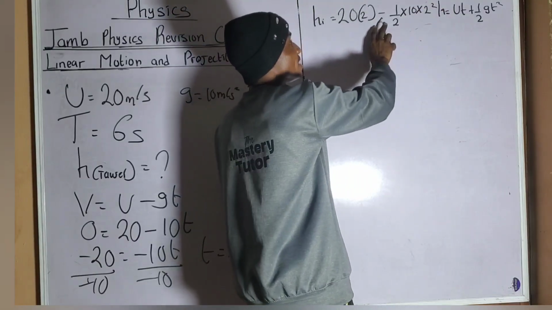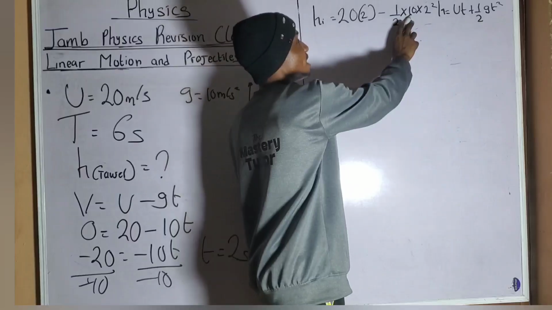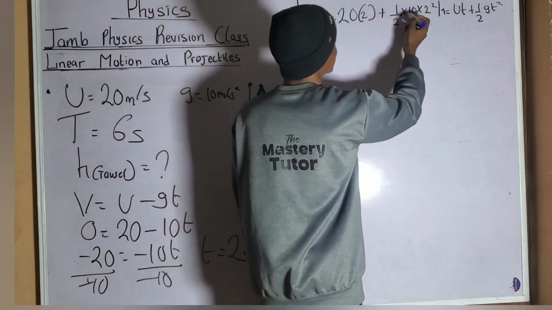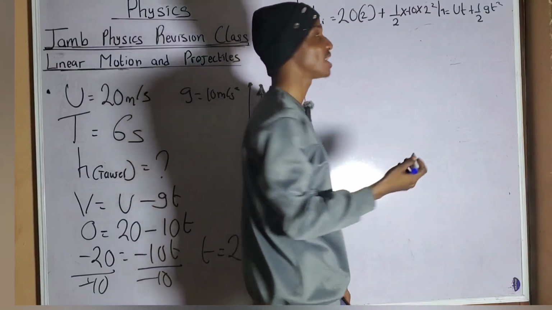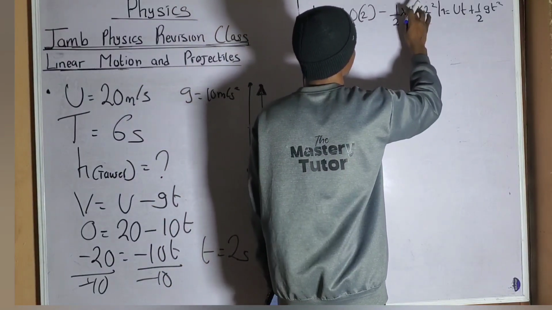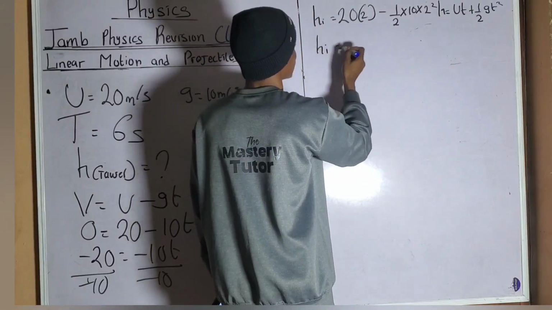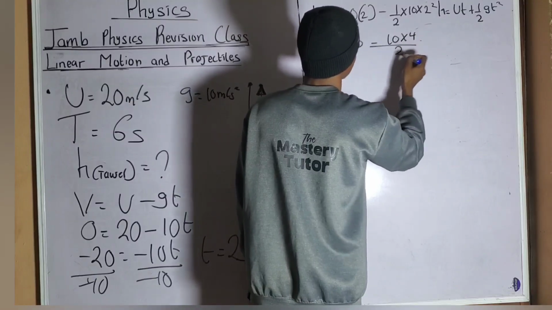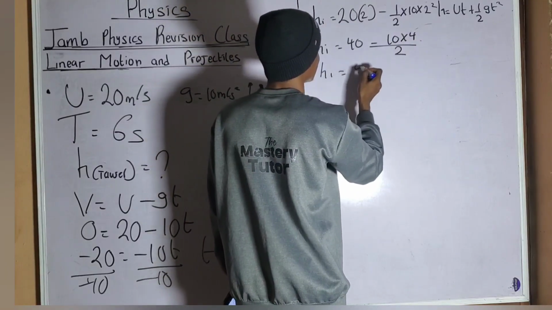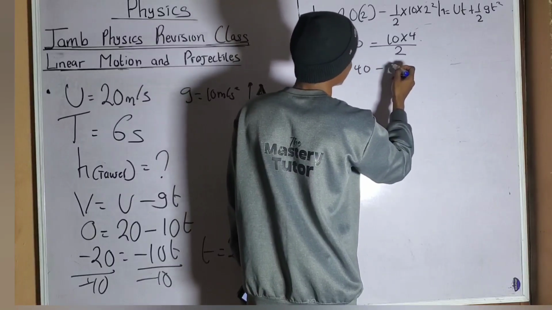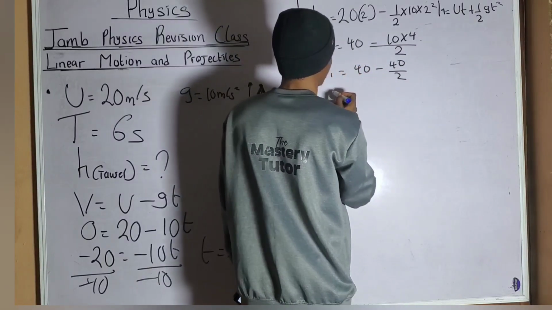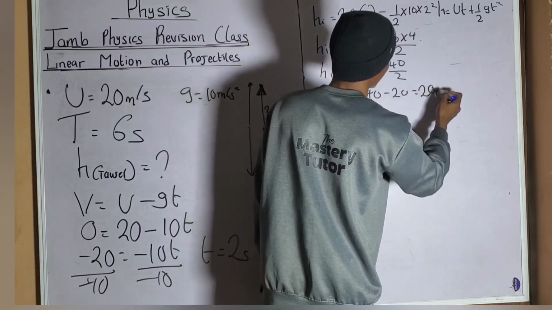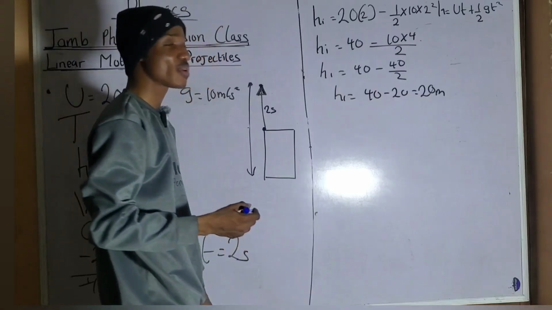You know the reason why I have a negative sign here? Because the acceleration due to gravity now will be negative. Are you getting it? So if you have plus 1 times minus 10, it will still give me minus. So that's why I put minus here. So here I'm going to have the height equals 40 minus 10 times 4 all over 2. The height is equal to 40 minus 40 all over 2. That is 40 minus 20. That is 20 meters. So the distance that the ball covered when it was thrown up is 20 meters.